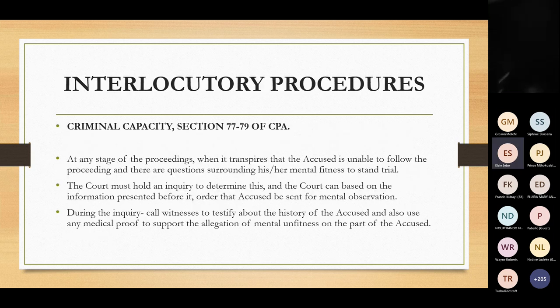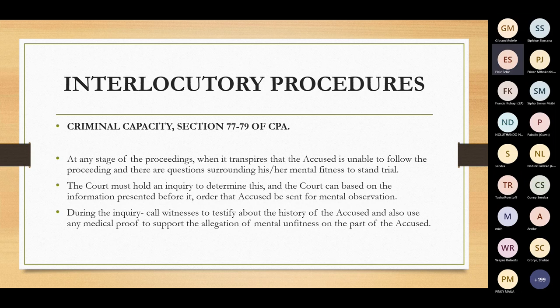Okay, ladies and gentlemen, we move to the next topic that I briefly touch on, what is called interlocutory procedures. Sections 77, 78, and 79 of the Criminal Procedure Act deal with the criminal capacity of an accused person. Now, at any stage of the proceedings, it can be even in the middle of the trial, even just as the court was about to give sentence, when it transpires that the accused is unable to follow the proceedings, or there are questions surrounding the mental fitness of this person to stand trial, you are going to call for these sections to be applied in that case.